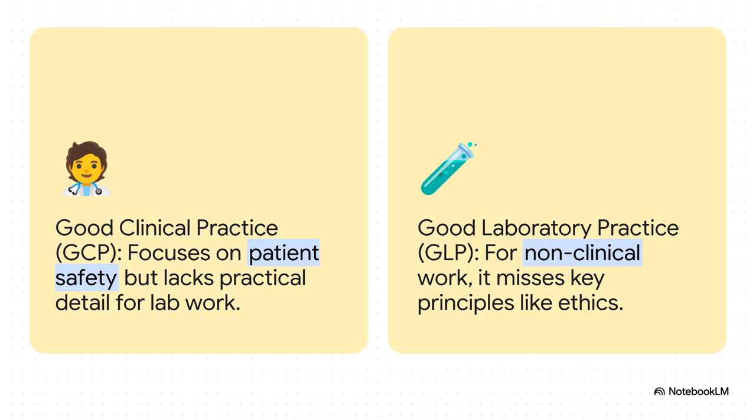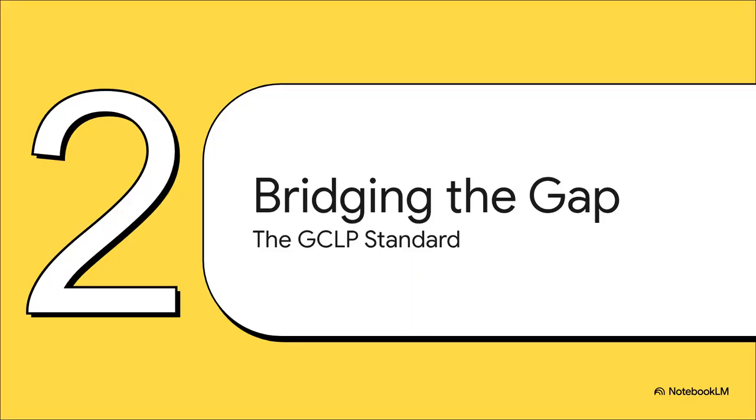Then on the other side, you've got good laboratory practice, or GLP, super detailed for lab work. But it's for non-clinical testing, like on pharmaceuticals or pesticides, not human samples. It completely misses key things like patient consent. You see the problem? A huge gap right in the middle. So this gap wasn't just an inconvenience. It was a genuine risk to the quality of clinical trial data. Something had to be done to create a single, clear standard for this very specific type of work.